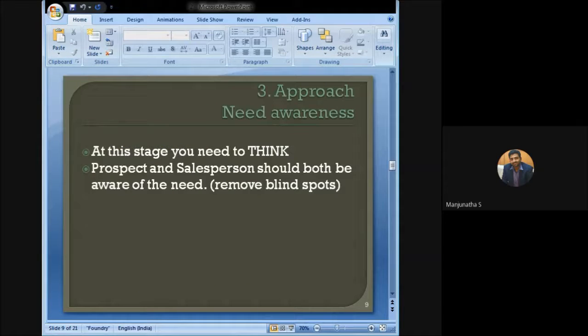Then the third step is approaching. In that, we need to create need awareness. So we have to know what kind of need the customers have. At this stage, you need to think about the customers and what needs they have. Then prospect and salesperson should both be aware of the needs. Remove blind spots. Don't think this customer may think this way, so I will sell the product. No, on what the customers are expecting, only on that should the salesperson approach.